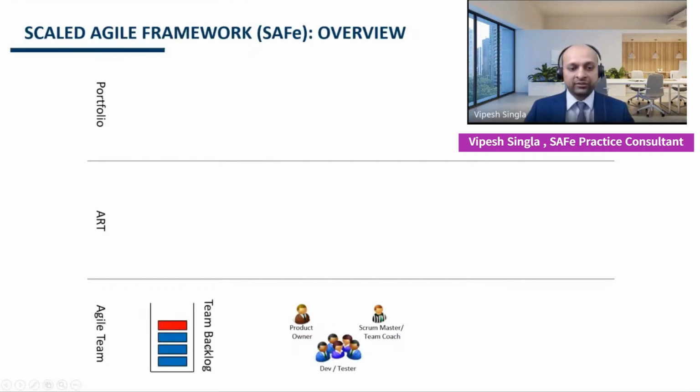The agile team works on the user stories or customer requirements which are captured in the team backlog, and the product owner is responsible for managing the team level backlog. The team level backlog tends to have two kinds of user stories: red user stories and blue user stories. Blue user stories capture the business requirements or business needs of the customer, and the red user stories are the enabler user stories which work as a foundation for the business user stories.